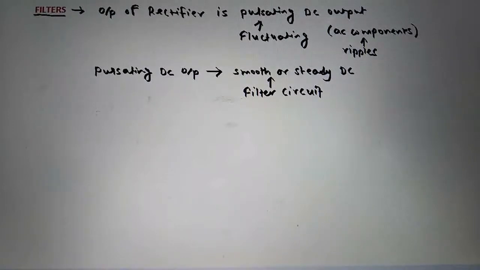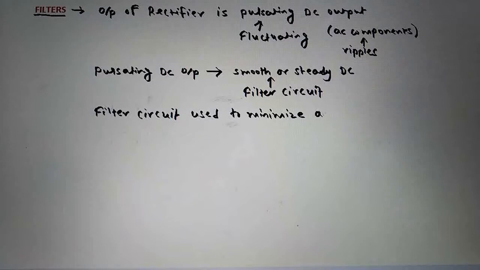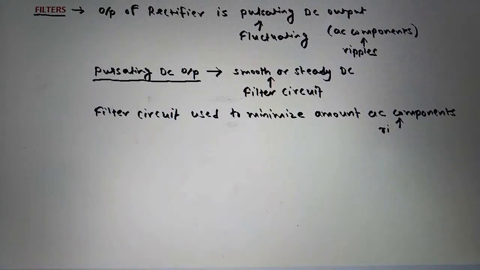So this filter circuit is used to minimize the amount of AC components present in the pulsating DC output. In other words, the filter circuit is used to minimize the amount of ripples present in the pulsating DC output of the rectifier.